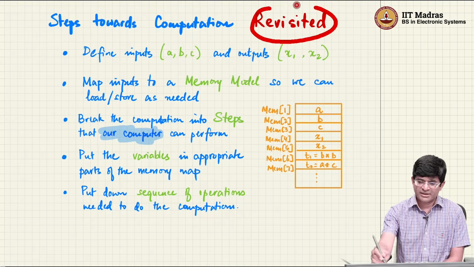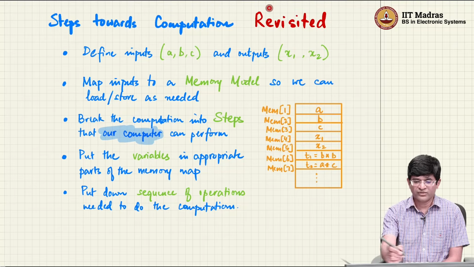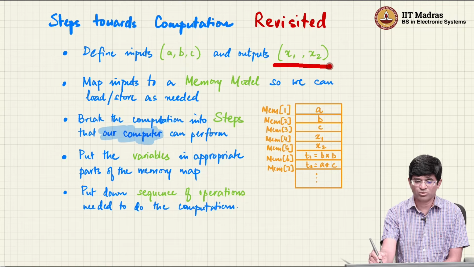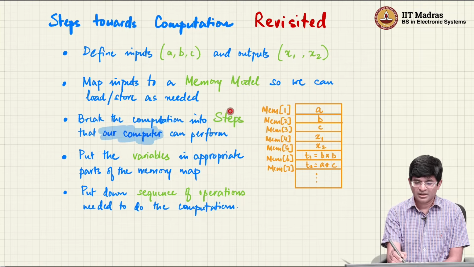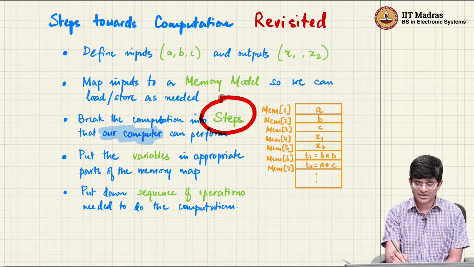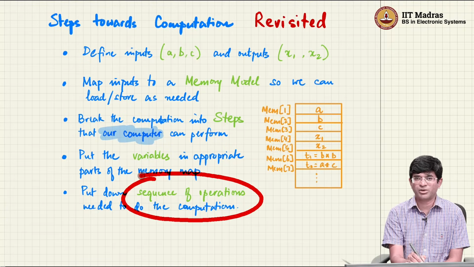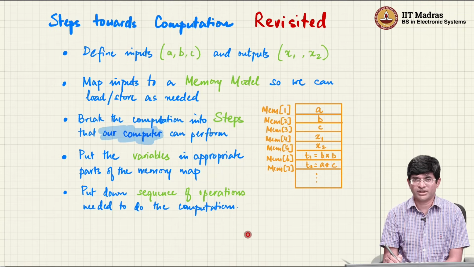So let's revisit this slide that we started with, right, which was, what were the steps toward computation? I assume that I have my inputs, I know where my outputs are supposed to go, I have a memory model of where my inputs are, which is what tells me where to fetch these values from and where to put these results, right? And I break this computation into a sequence of steps, right? Put the variables into the appropriate parts of this memory map, and I need to put down a sequence of operations that are needed in order to do the computation.